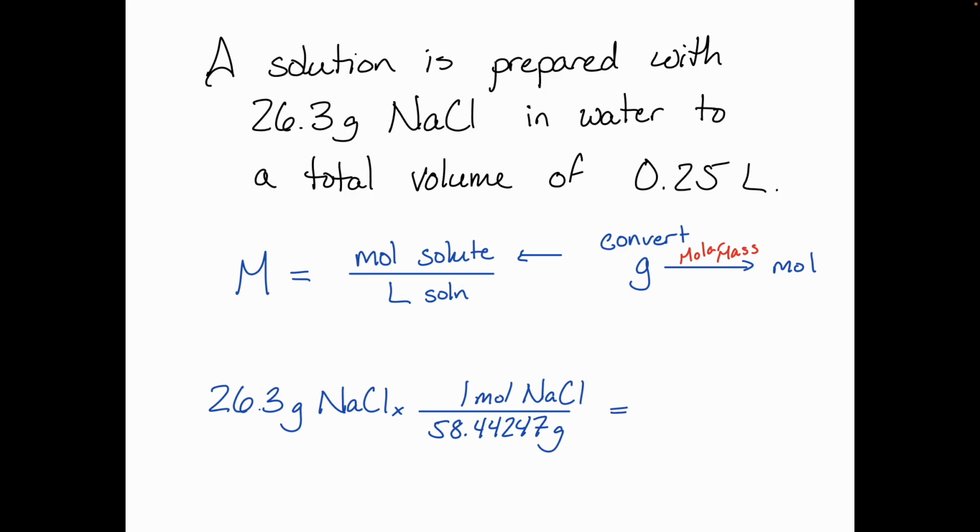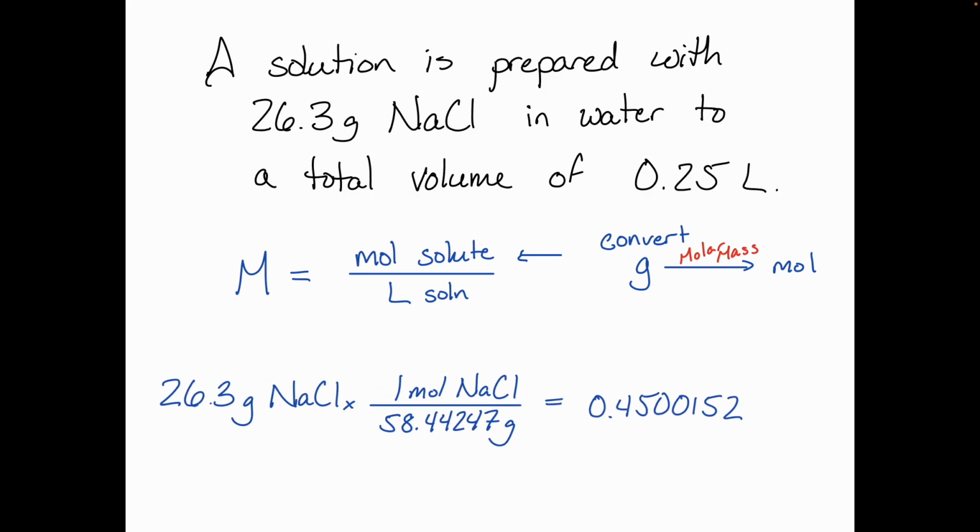Okay, so we convert from our grams of sodium chloride to moles of sodium chloride by dividing by that molar mass that we calculate from our periodic table. And we get 0.4500152. All right, and what are the units on that value? So we got moles of sodium chloride here. Am I going to round my moles of sodium chloride yet? No, because I'm not done with my math, right?